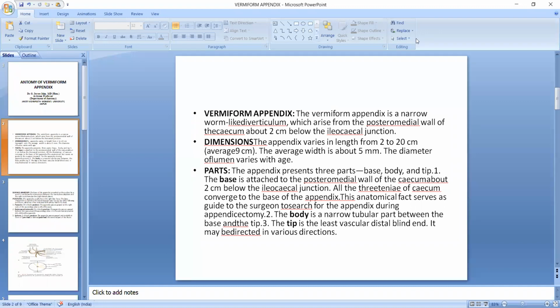Parts: the appendix presents three parts: base, body, and tip. Base is attached to the posterior medial wall of the cecum, about 2 centimeter below the ileocecal junction. All the three taenia of cecum converge to the base of the appendix. This anatomical fact serves as a guide to the surgeon to search for appendix during appendectomy. Body is a narrow tubular part between the base and the tip, and tip is the least vascular distal blind end, and it may be directed in various directions.